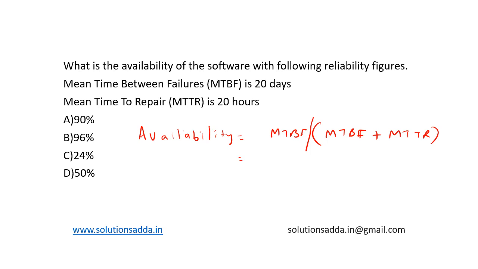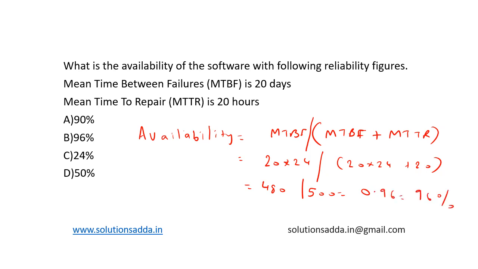So let's convert this 20 days into hours. So we have 20 into 24, as we have 24 hours in a day, divided by 20 into 24 plus 20. So we have 480 divided by 500, which gives 0.96, and in percentage 96%. So option B is the correct answer.